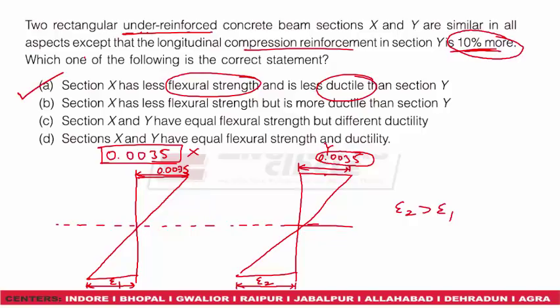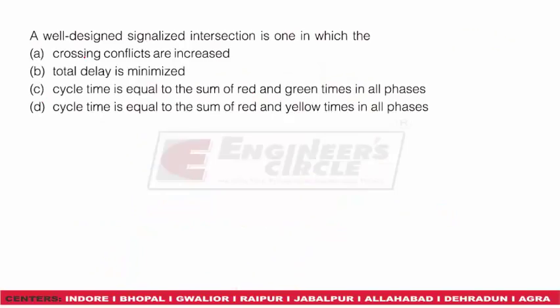The next question is, a well-designed signalized intersection is one in which crossing conflicts are increased, total delay is minimized, cycle time is equal to sum of red and green time, cycle time is equal to sum of red and yellow time. So it is a direct question. We know that a well-designed signal has minimum delay time. So the correct answer would be B option.